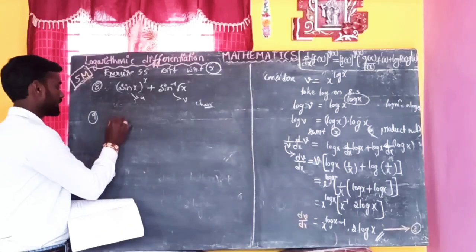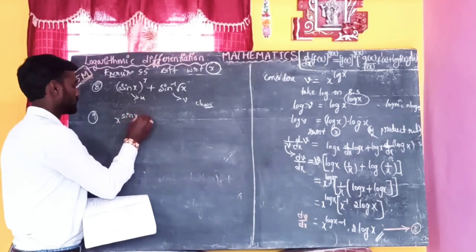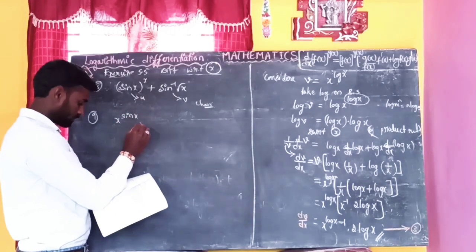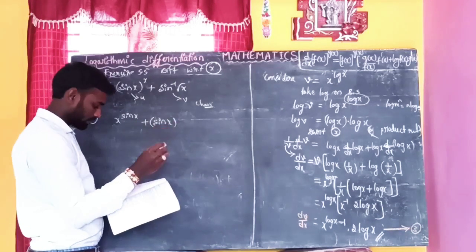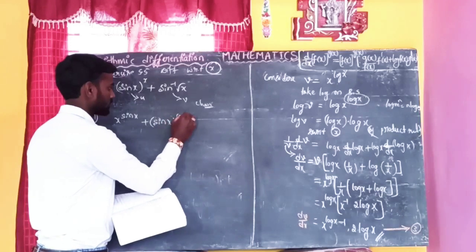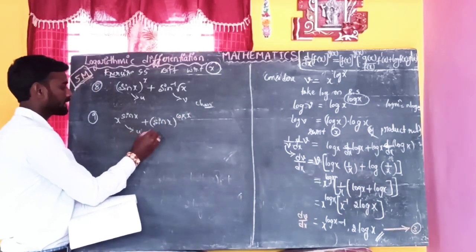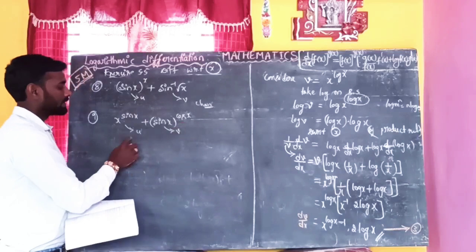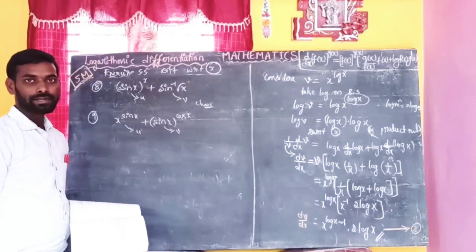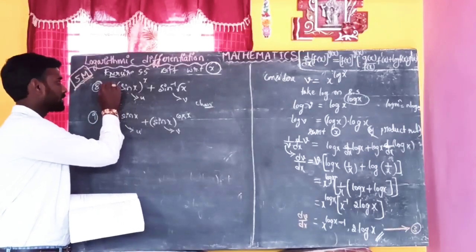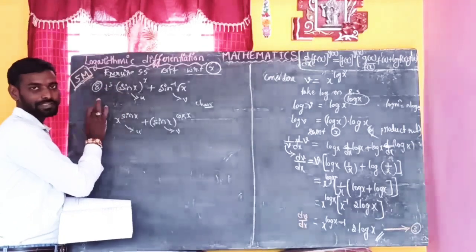x to the power of sin x plus sin x to the power of cos x. For this also, take it as u, take it as v, and find out du by dx, dv by dx, and put it in the dy by dx. First call this function as y. Let y is equal to.